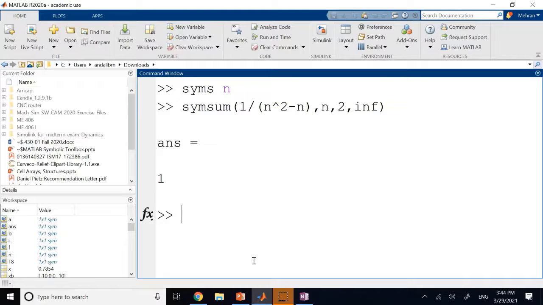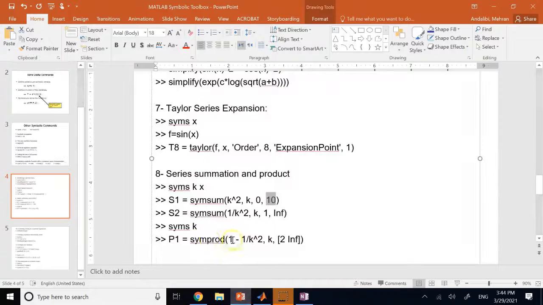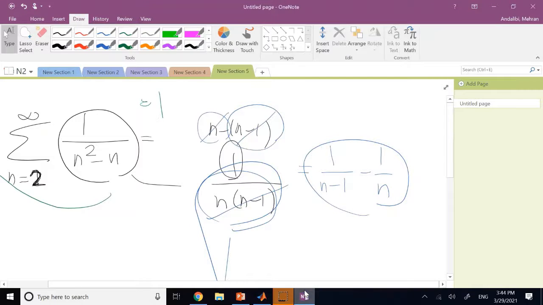Here we go. Look at the answer. 1. Yes? Symbolic. So it is doing all of that for you behind the scenes. And there is a similar command called symprod. This one multiplies all of the terms of a series from one k to another k. So instead of summation, this is multiplying the terms, right? I don't know if you have seen that in your calc too. Have you?